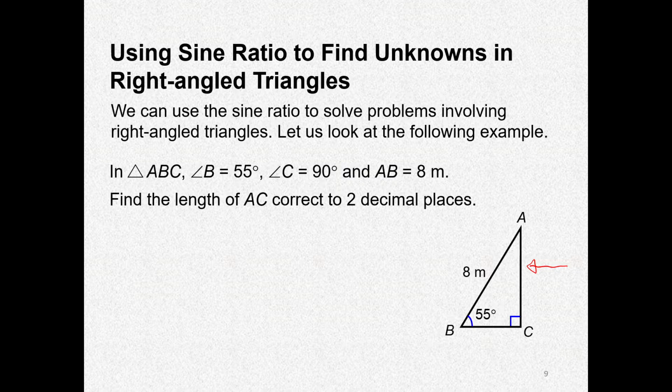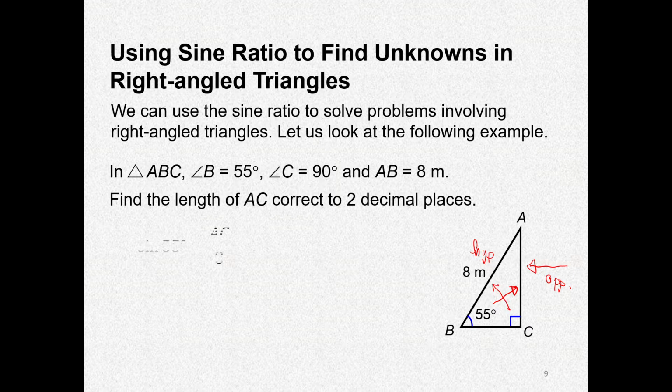AC is the opposite side of the 55 degree, right? Because this is the opposite of the angle. So this is the opposite side. And how about 8? What is the relationship of the 8 and the 55 degree? This is the hypotenuse because this is opposite to our right angle, right?